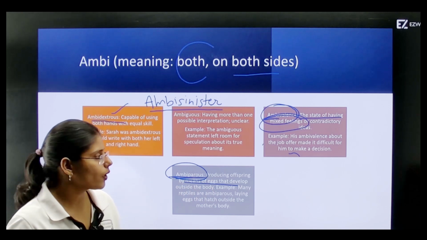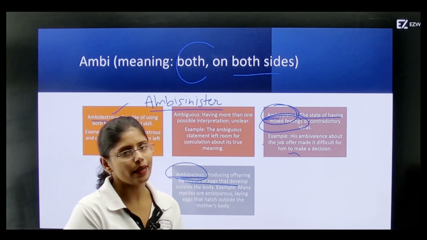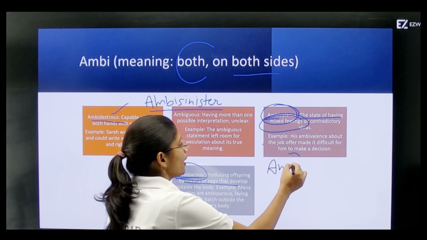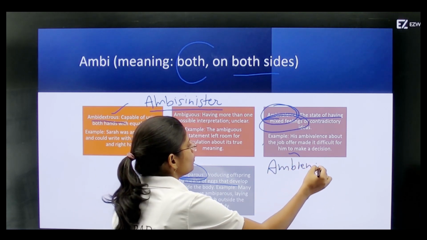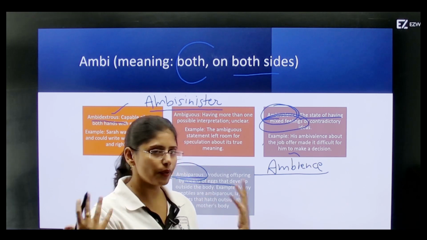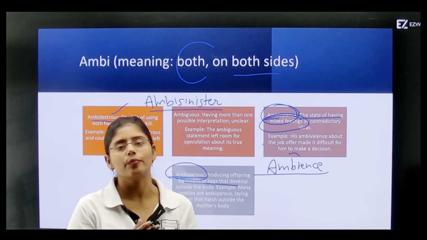And we can add one or two more words to this list. That is AMBI. The one is ambience. Ambience is related to the surrounding environment. The surrounding environment somewhere is known as the ambience of that place.